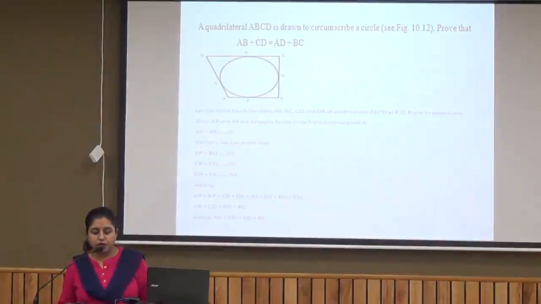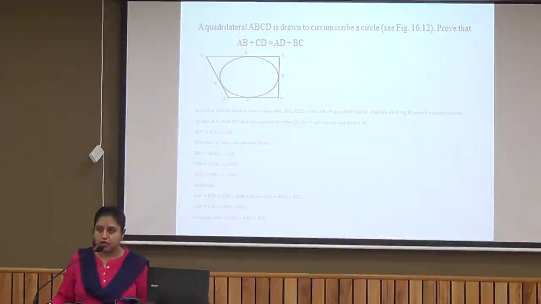Now we are moving ahead to a bit more complex proving question based on a similar concept. The question says a quadrilateral ABCD is drawn to circumscribe a circle. Prove that AB plus CD is equal to AD plus BC. Now in this figure, let the circle touch sides AB, BC, CD and AD respectively at points P, Q, R and S.